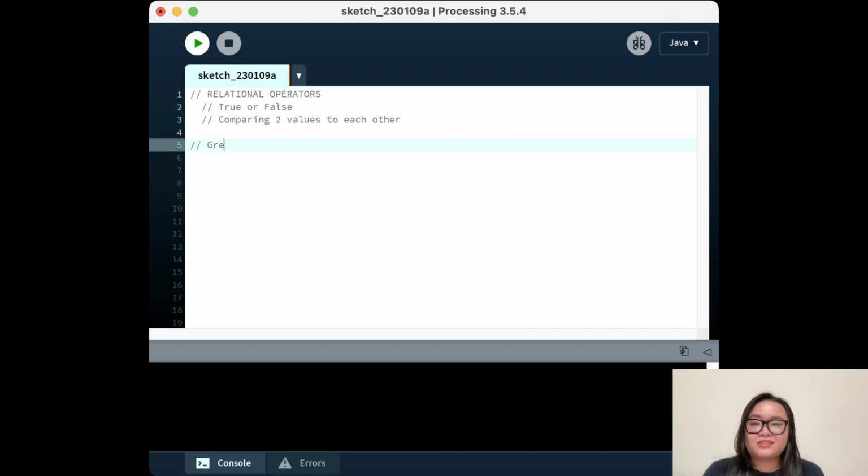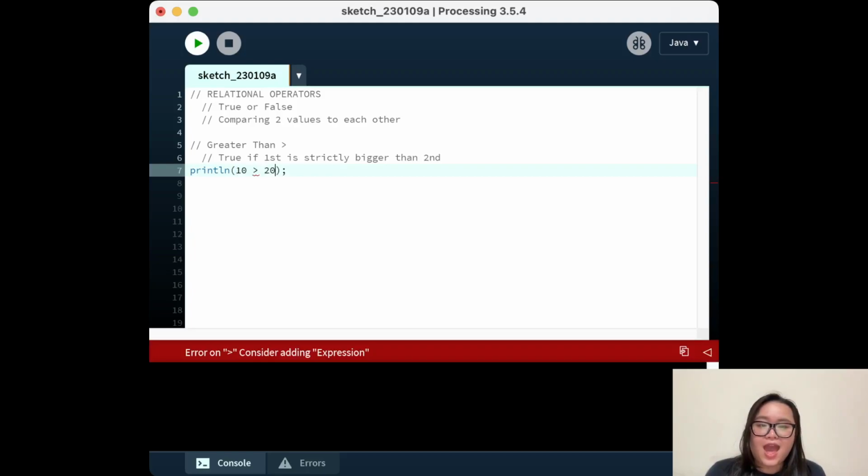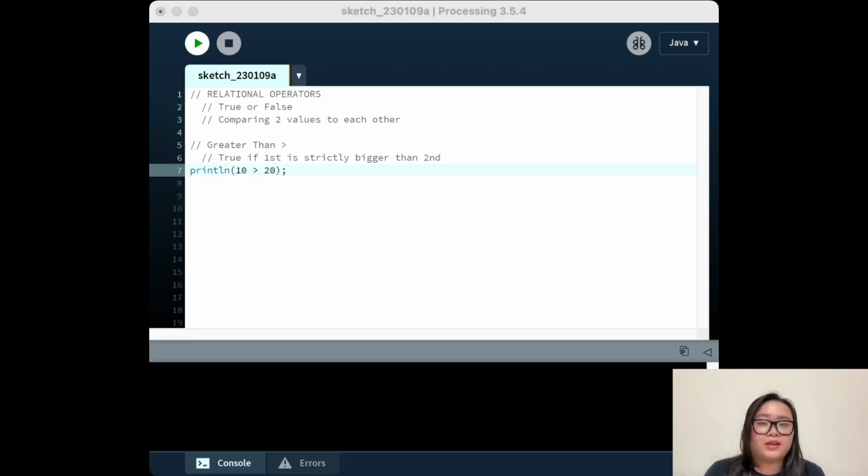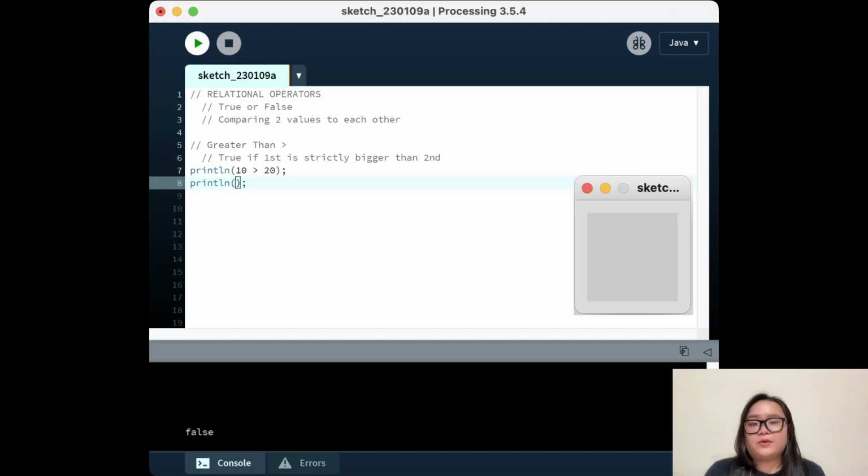Greater than. Starting off with one of the most common ones, greater than. This operator checks two values and returns true if the first value is strictly bigger than the second value. We use the right pointing arrow as a symbol to denote greater than. For example, if we wanted to check if 10 was greater than 20, we would write 10, right pointing arrow, 20. Now we know that 10 is not bigger than 20, so that statement would evaluate as false. Another example is 4 greater than 1. This would evaluate as true, as 4 is a bigger number than 1.